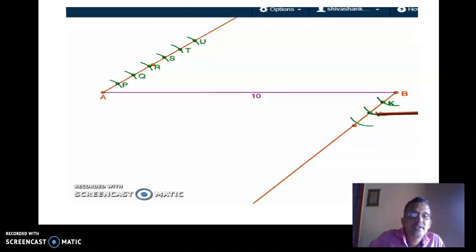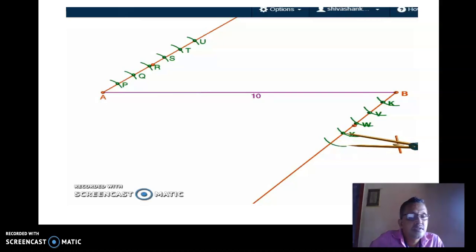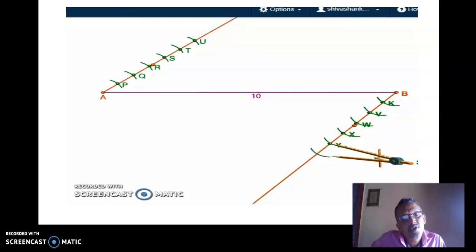From V with same radius, W. With same radius, X. With same radius at Y. Now from Y with same radius, cut at Z. Now these are the 6 equal parts.